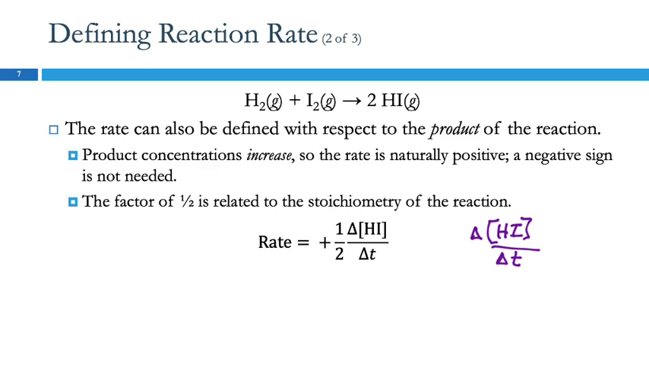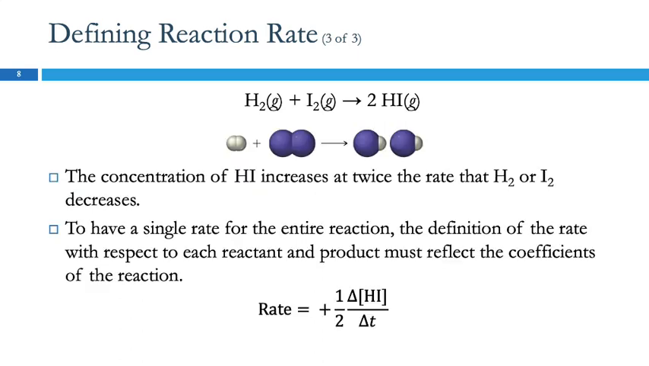So we use this little coefficient in here, and that's related to the stoichiometry of the reaction. I'm making 2 of these, so this is 1/2. So that this rate is the same whether I define it by the hydrogen concentration, the iodine concentration, or the hydrogen iodide concentration. Because the concentration of HI increases twice as fast as H2 and I2 decrease, we need a single rate, and so the definition of rate with respect to each reactant or product has to reflect the coefficients.